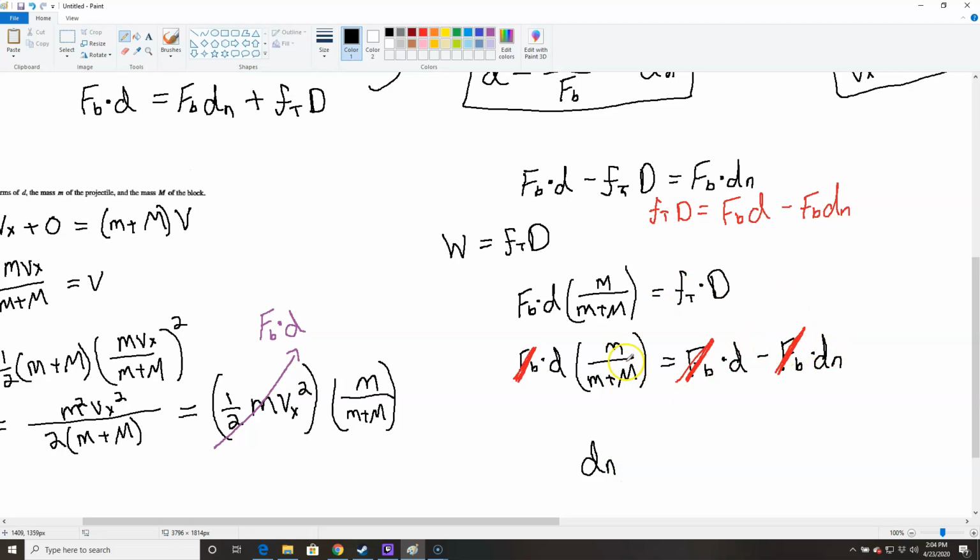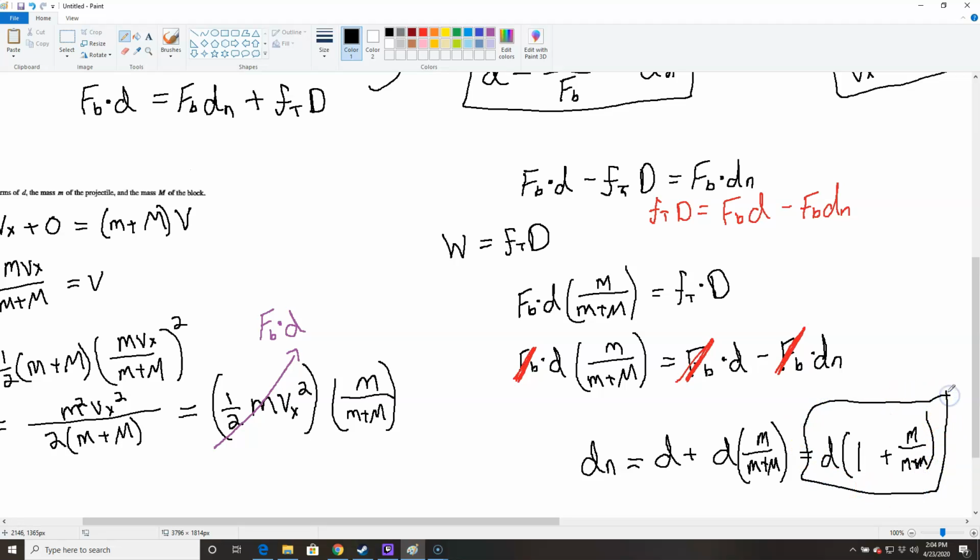I'm going to take the dN, move it to the left. I'm going to take this garbage and move it to the right. So d plus d times m over m plus big M. I can factor out the d if I want. 1 plus little m over little m plus big M. If you didn't get part F, I would not be overly stressed about it. That's quite the leap to get to.